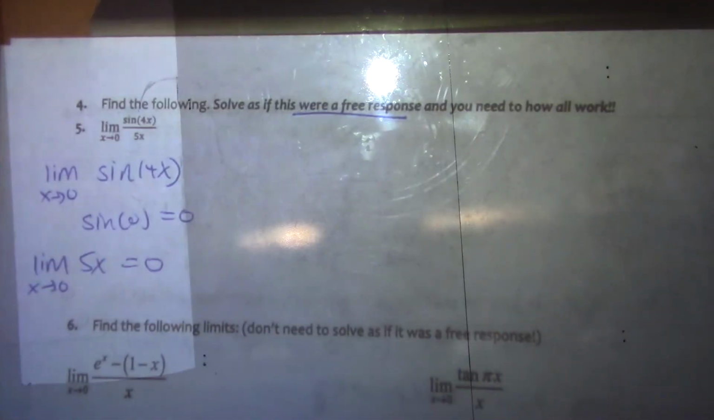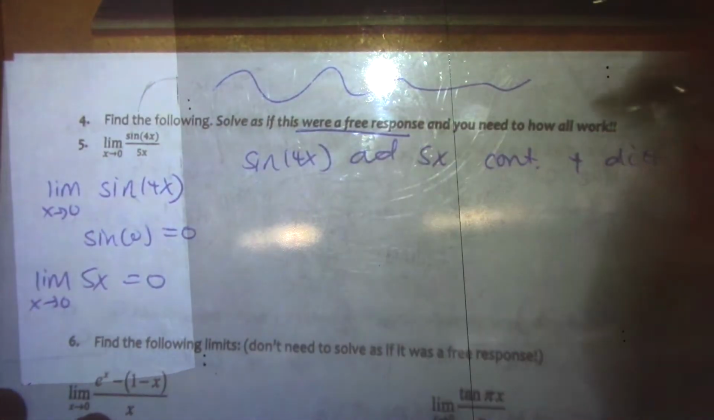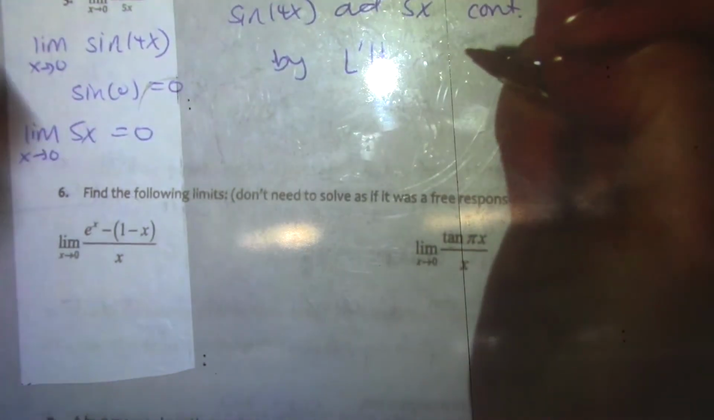So the limit as x approaches 0 of sine of 4x is just sine of 0, which is 0. The limit as x approaches 0 of 5x is obviously just 0, right? 5 times 0. And then sine of 4x and 5x are continuous and differentiable everywhere because sine just looks like this. 5x is a line, so obviously continuous and differentiable. So then by L'Hopital, you can say LH or L'Hopital. It's not like spelling matters.